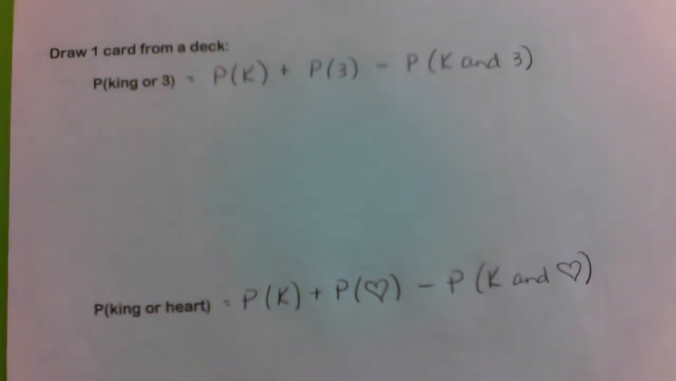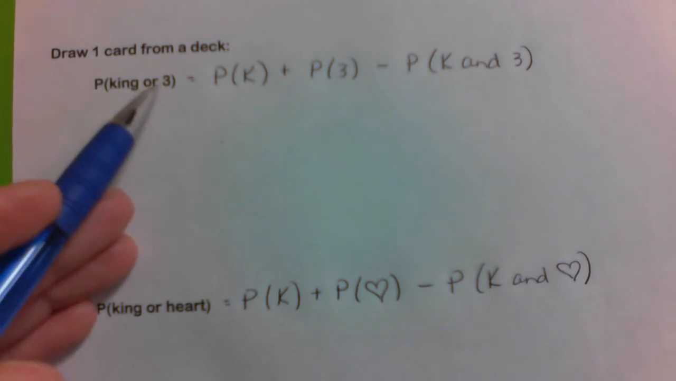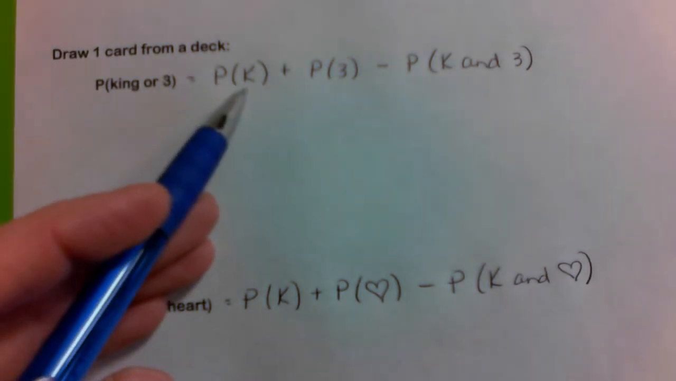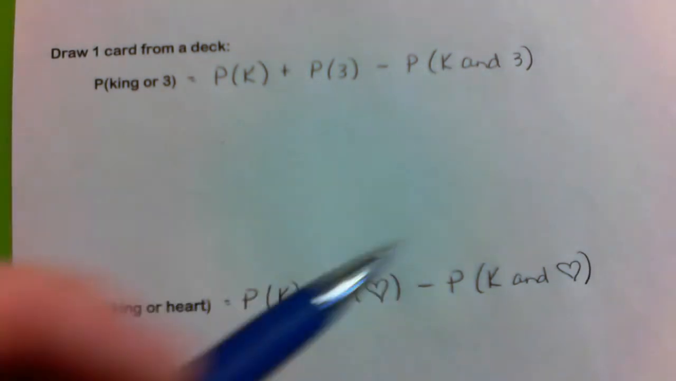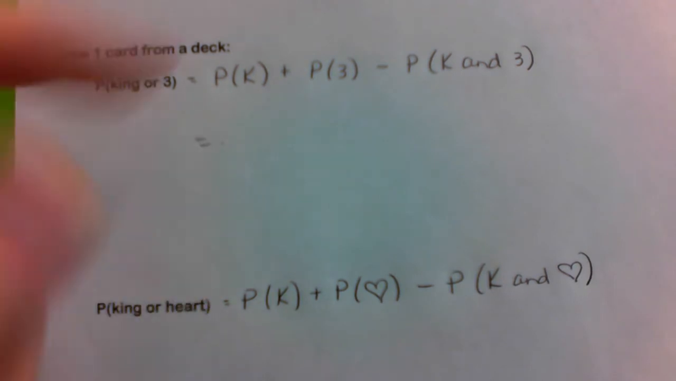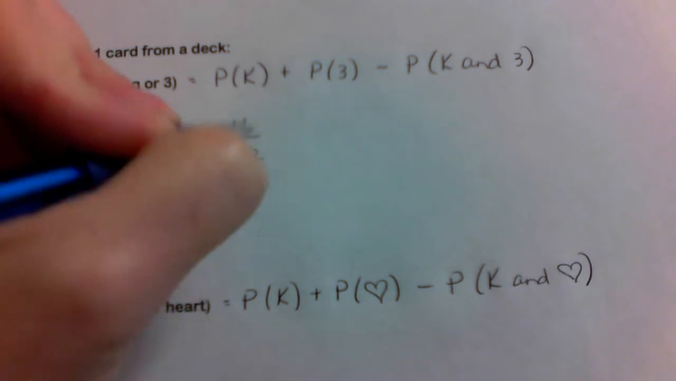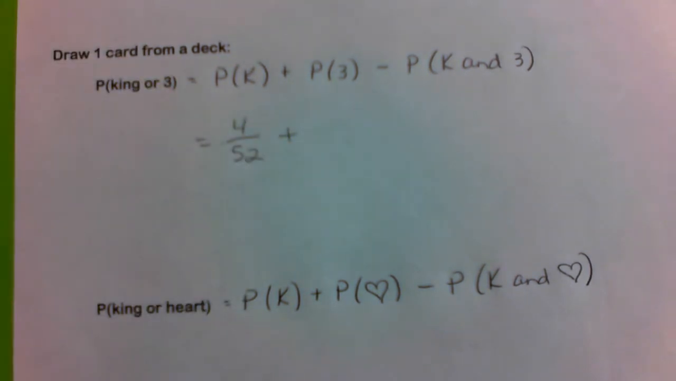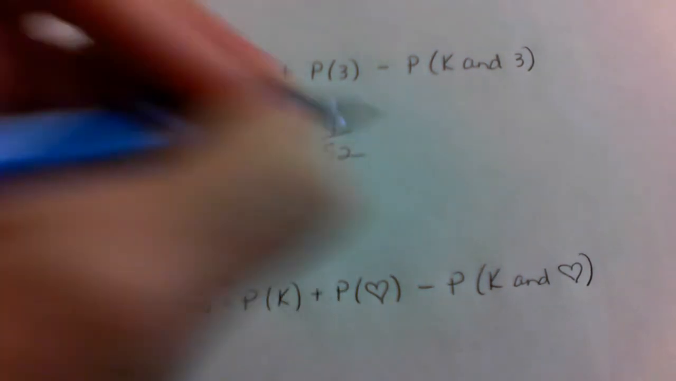All right, well, let's look at drawing a card. Again, one event, you're going to draw one card. So when you draw one card, what's the probability you get a king or a 3? So it's the probability of a king plus the probability of a 3 minus the probability of getting a king and a 3. So when you draw one card, what's the probability you get a king? There are 4 kings, 52 cards. If you were to draw one card, what's the probability you get a 3? There are 4 threes, 52 cards.